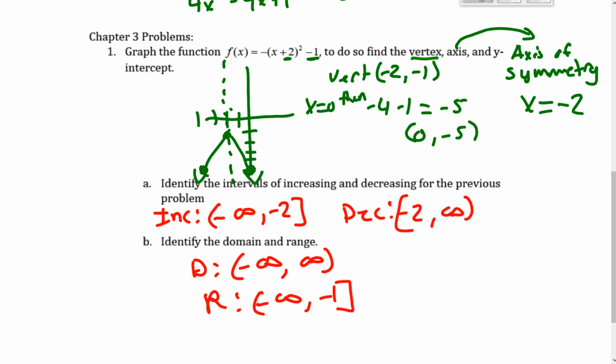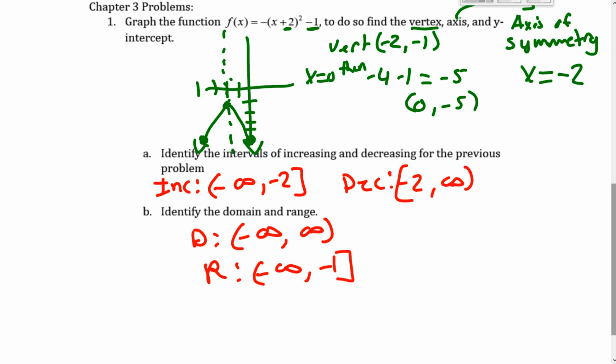So for all quadratics and polynomials, the domain is negative infinity to positive infinity. With quadratics, your range has to do with your vertex, the y value of your vertex. If it faces down, then it's from negative infinity up until that y value, and if it faces up, it's from that y value to positive infinity.